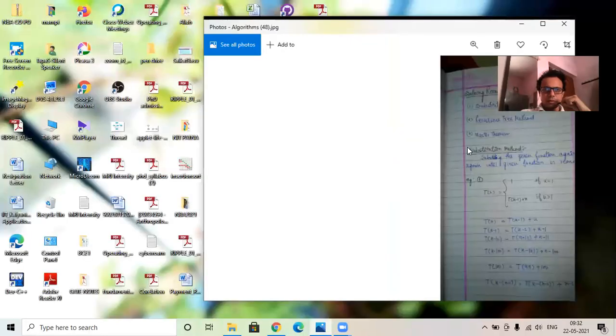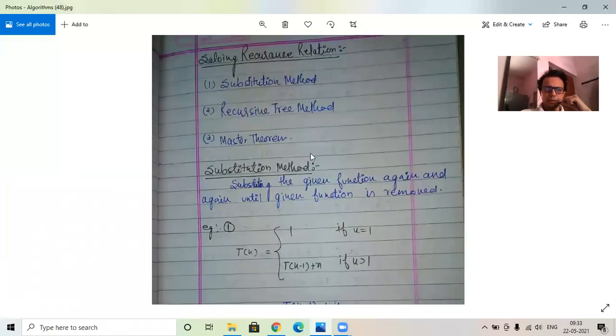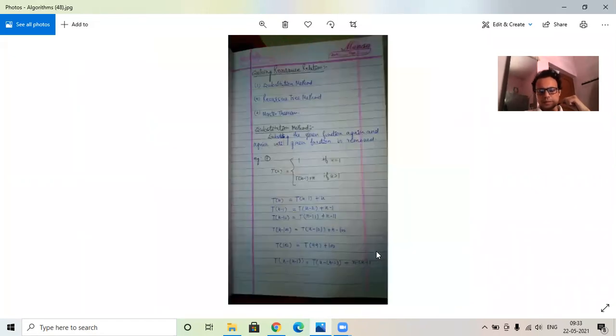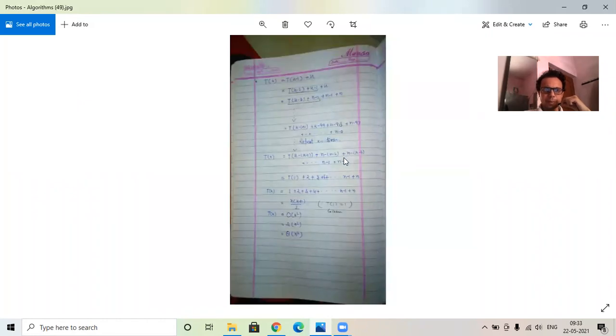Okay. So I am starting the class. Last class, I told you to solve the recurrence relation. Actually, there are three approaches used. These are called the substitution method, recursive tree method, and master theorem. First, I'll discuss the substitution method. What is the substitution method? Substitute the given function again and again until the given function is removed. Take an example, then you can understand it.